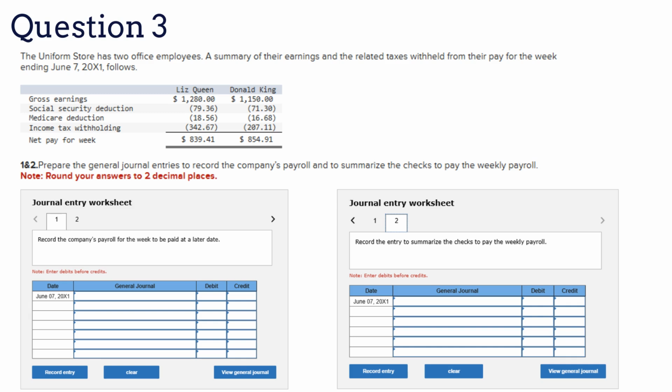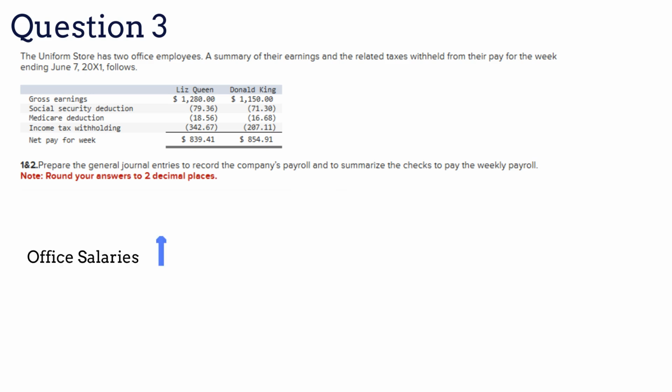In question number 3, the uniform store has 2 office employees and the pay for the week ending June 7th is shown below. Your task is to prepare the journal entry to record the payroll in journal entry number 1. Then, in journal entry number 2, you record the payment for the salaries payable that was recorded. So, for journal entry number 1, we start by analyzing the transaction. The company spent more on office salaries. Office salaries are expenses, and expenses increase with debits.